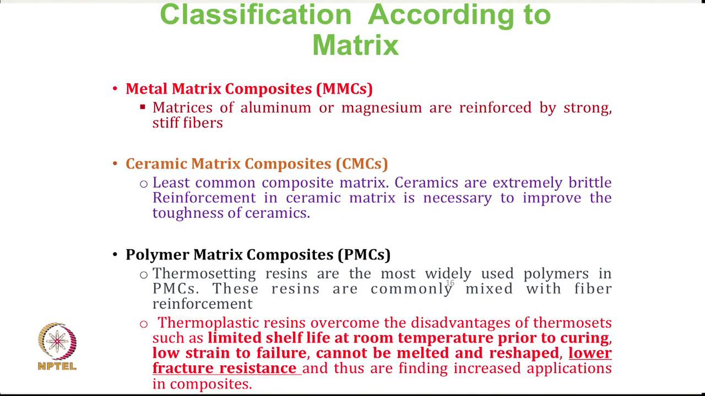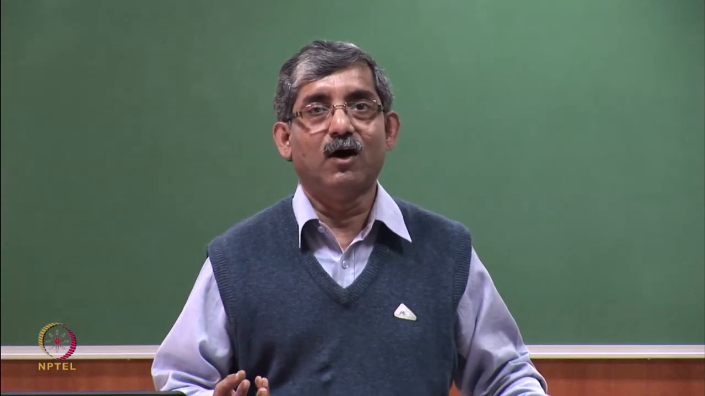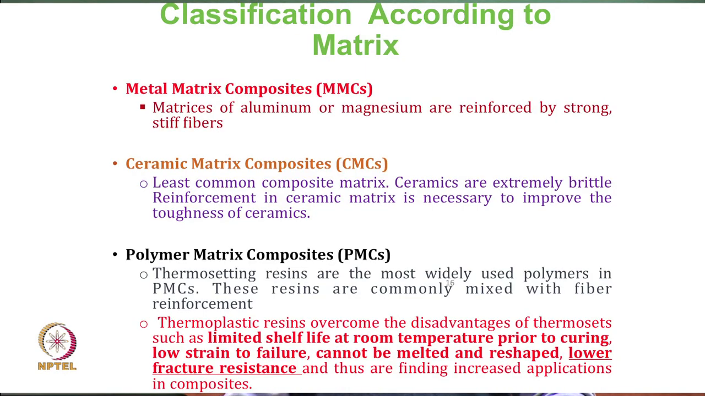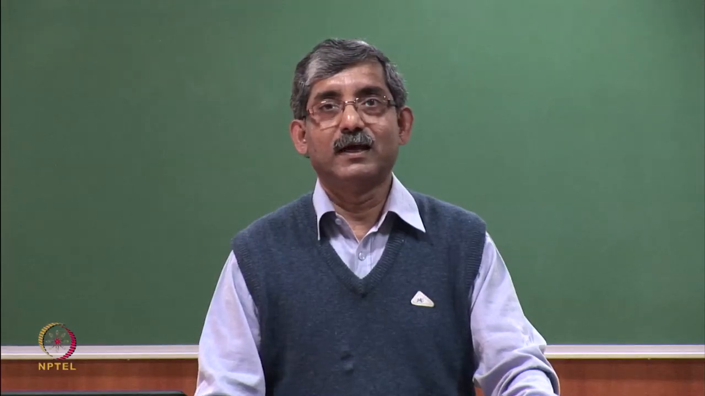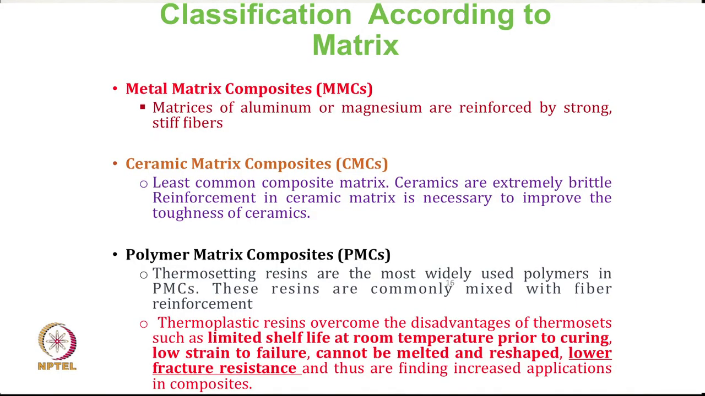And the classification according to matrix are metal matrix composite, as I have already mentioned. This metal matrix composites are basically, here matrix components are metal, okay. And here in metal matrix, the reinforcement may be ceramics or may be carbon components like cemented carbides and other cements, okay, as well as aluminium or magnesium reinforced by strong high steel fibers. So, this may be in particle form or may be in fiber form.